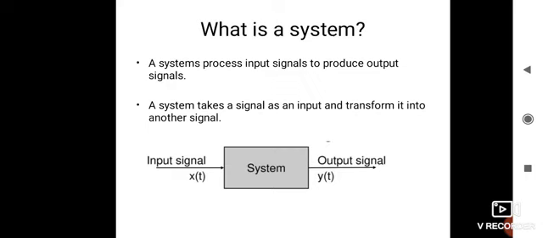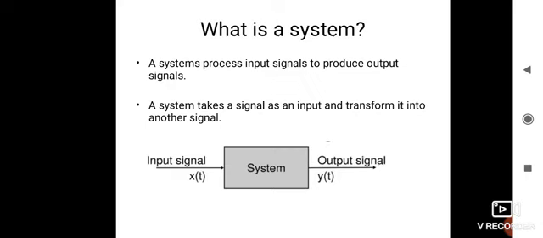A system may be defined as a set of elements or functional blocks which are connected together and produce an output in response to an input signal. That means the system takes a signal as an input and transforms it into another signal as an output signal. As shown in the figure, a box diagram represents a system. On the left side, I am indicating the input signal x(t), and on the right side, the output signal y(t). The response or output of the system depends upon the transfer function of the system.